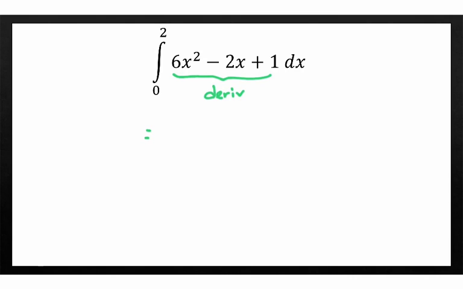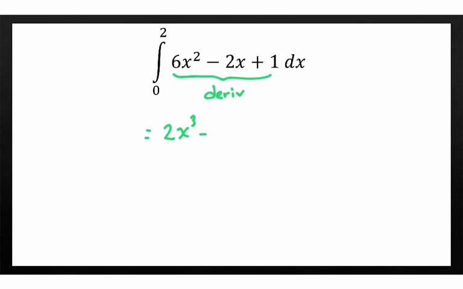So right now we have 6x squared, right? x squared is going to bump up by 1 power and become x cubed. Then we're going to divide the 6 by that new power. So 6 divided by 3 is 2. Awesome. On to the next term.